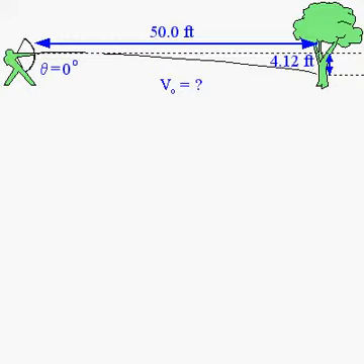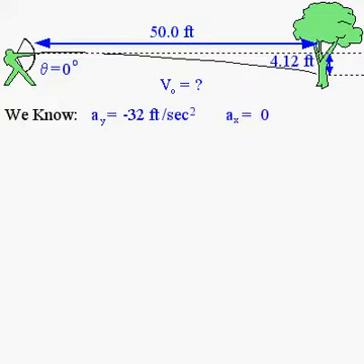Well, to solve this problem, we first have to figure out what we know. We know all of the things that are listed in the diagram, but we also know the acceleration in each dimension. After all, this is projectile motion. So the acceleration in the y dimension is the acceleration due to gravity, negative 32 feet per second squared. I use that value because all of my dimensions are given in feet. The acceleration in the x dimension is 0 because nothing's pushing or pulling on the arrow in that dimension.